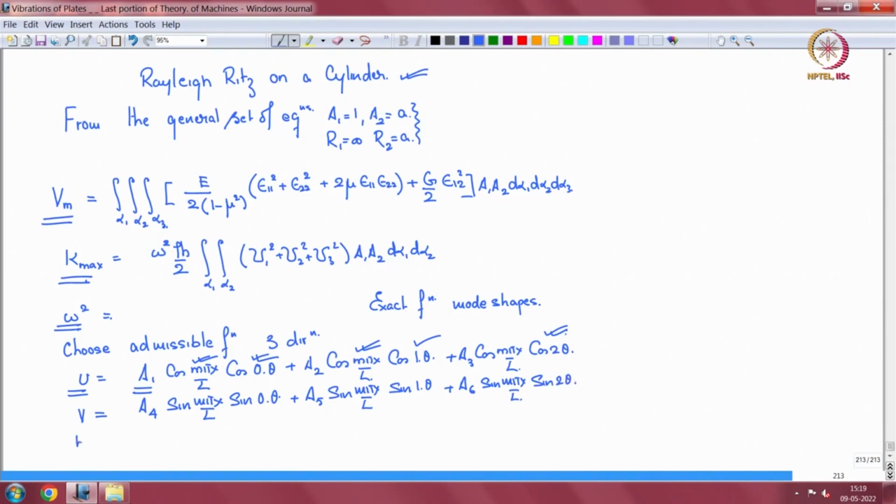Okay. Then W is equal to A7 sin m pi x by L cos 0 theta plus A8 sin m pi x over L cos 1 theta plus A9 sin m pi x over L cos 2 theta. These are the exact mode shapes.